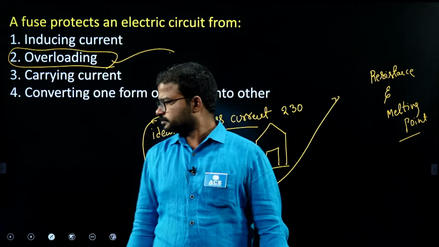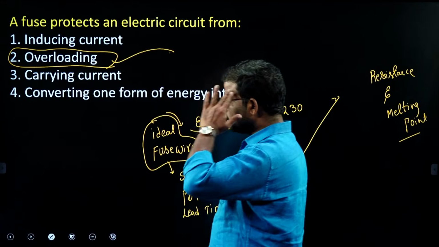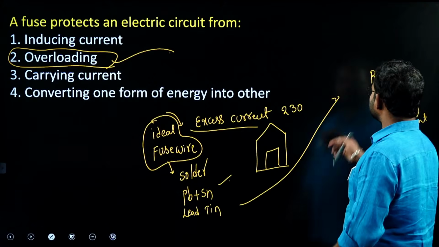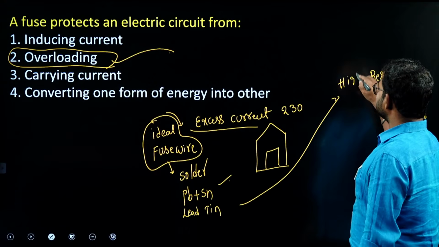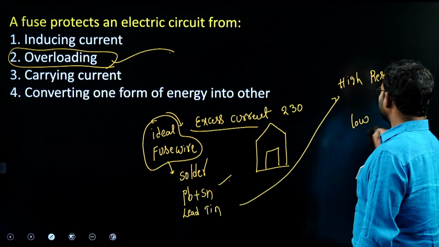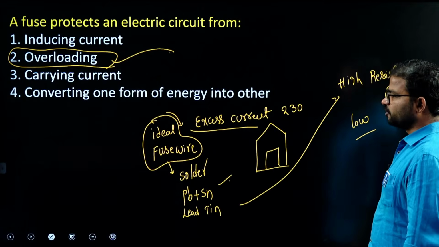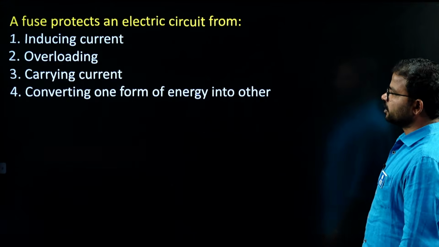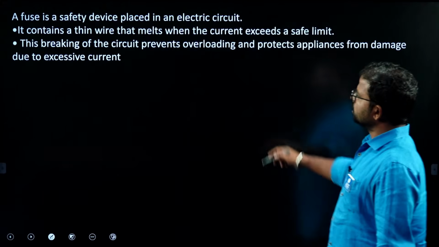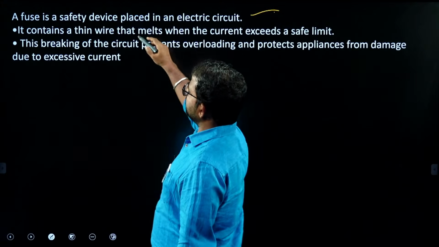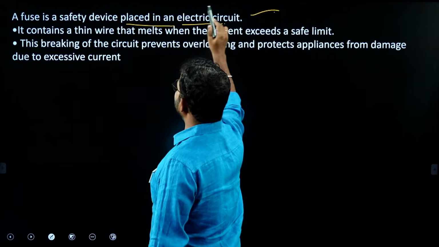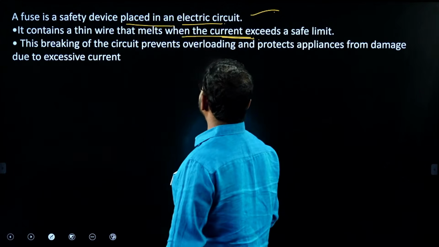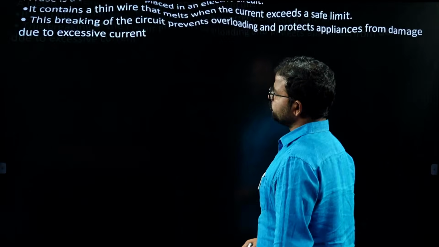Yes, anyone? So very good. High resistance. Okay, high resistance and low melting point. That is the specialty of ideal fuse wire. Okay. Next, here it is. So fuse wire is a safety device placed in the electric circuit. Mostly to protect from excess current, we are using this ideal fuse wire.